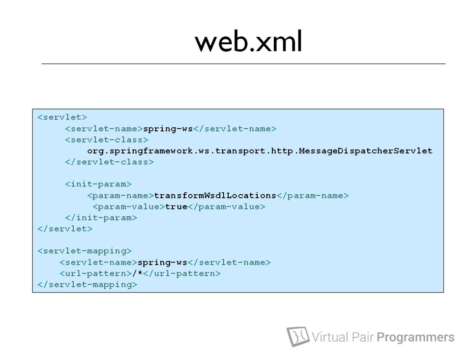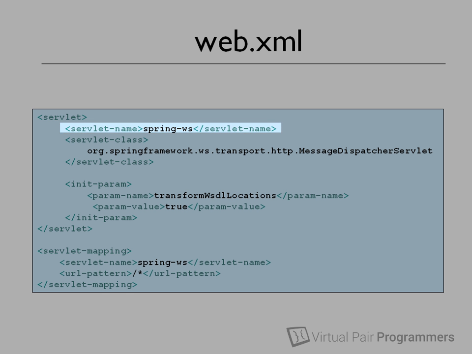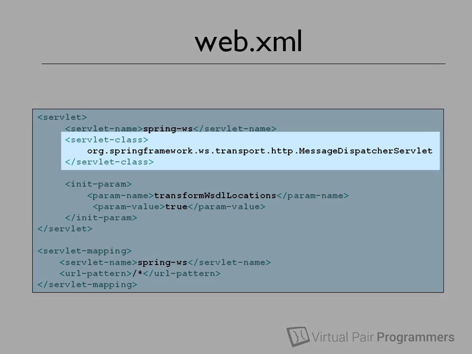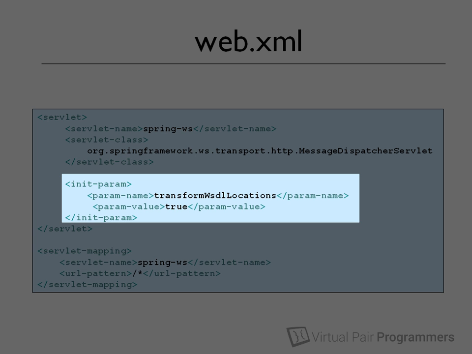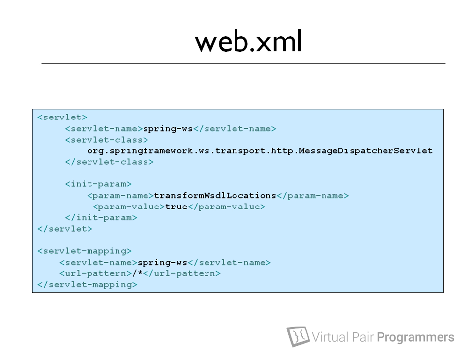So we need to configure this servlet, and the servlet name is going to be important. We can call it anything we like, but you need to remember this name. So I suggest you go with the same as me, which is Spring-WS. The class is, as you can see here, and there is an init parameter that we need to pass in, which is transformWsdlLocations. Now you'll see the value of this in a short while. For now, if you can just accept that that parameter is needed, you'll see its effect in a very short while.